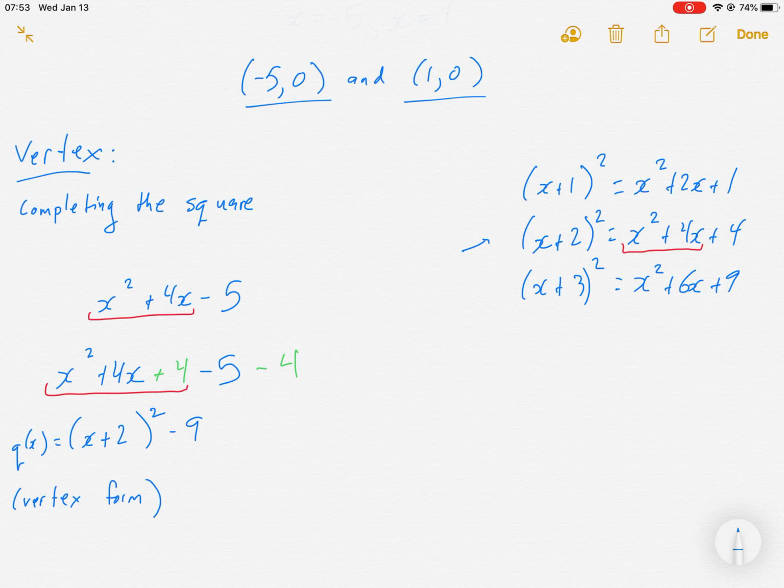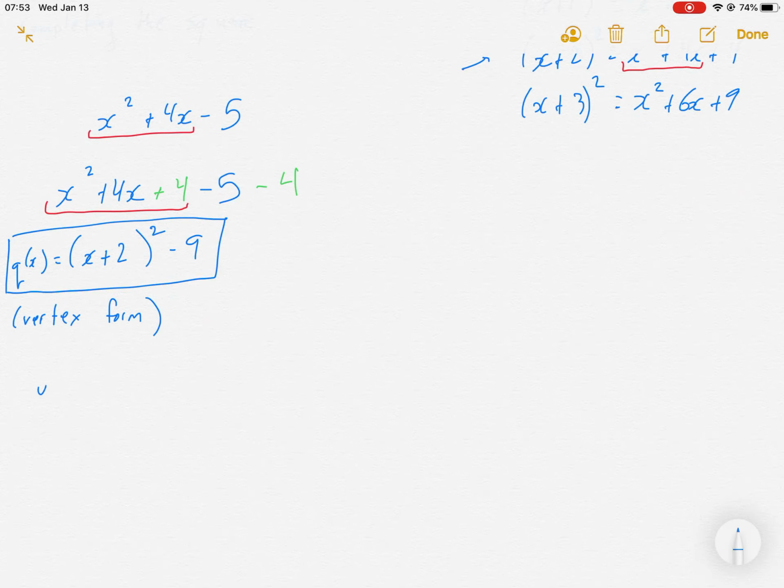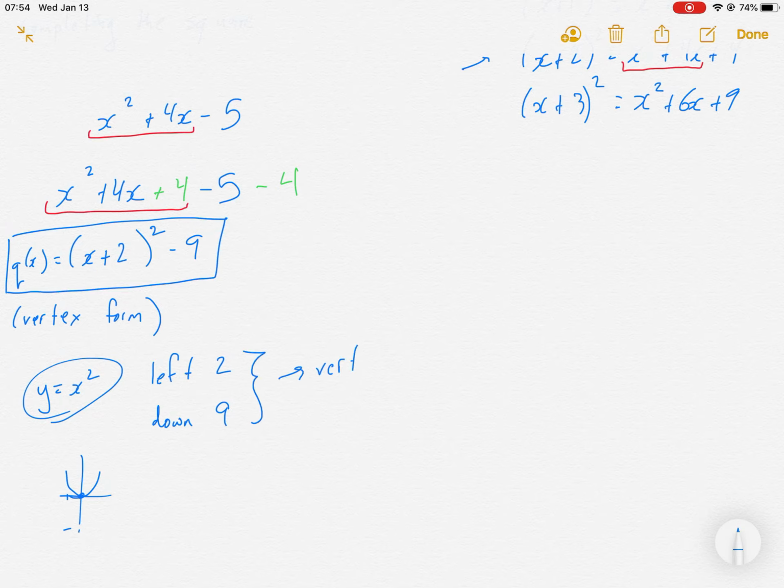The reason this is useful is because it actually tells me the vertex right away. Notice that this equation here is a transformation of my parent function, which was y equals x squared. It's a transformation left 2 and down 9. So this actually tells me that the vertex, which starts at (0, 0) for the parent function, is going to go left 2 and then down 9. So that means that the vertex is (-2, -9).